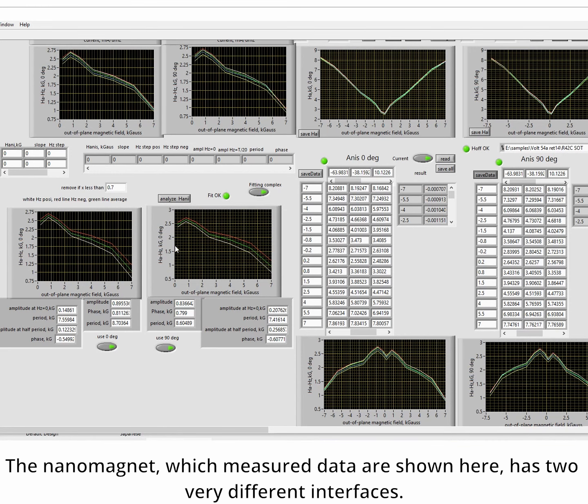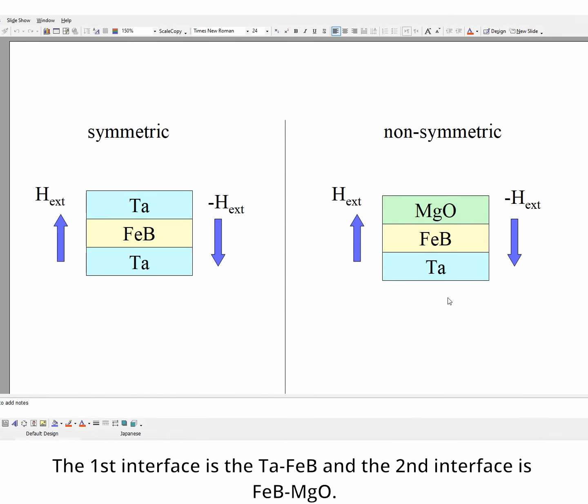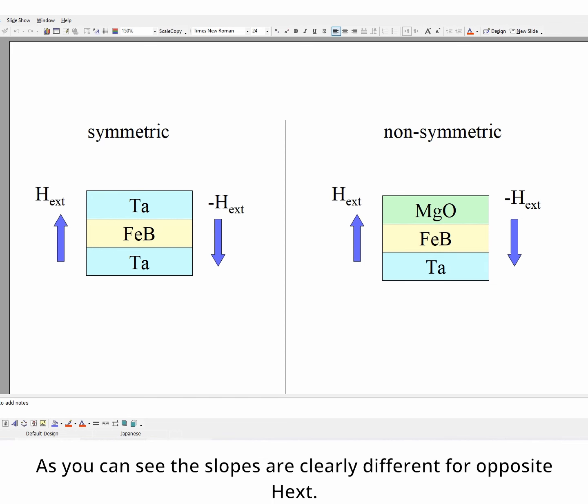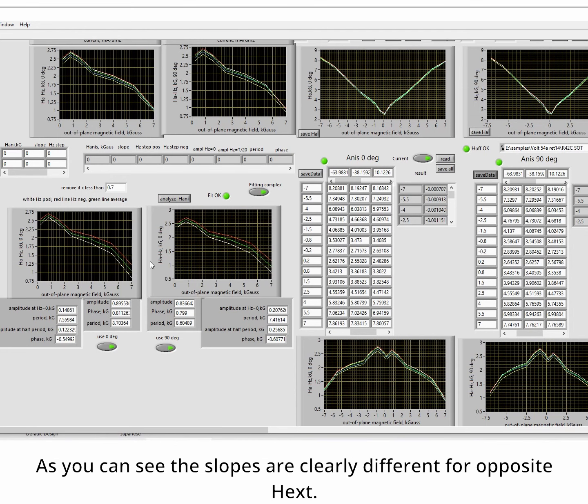The nanomagnet measured here has two very different interfaces. The first interface is tantalum iron boron, and the second interface is iron M0. As you can see, the slopes are clearly different for opposite directions of external magnetic field.